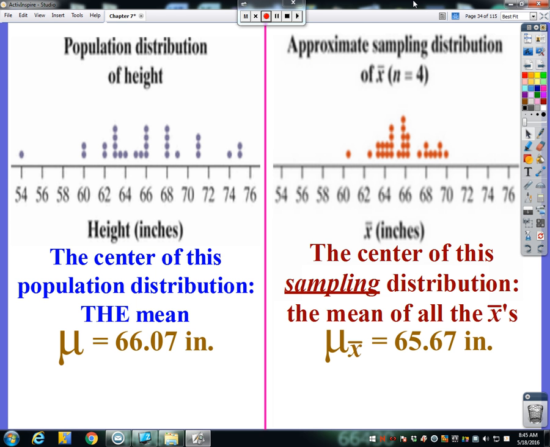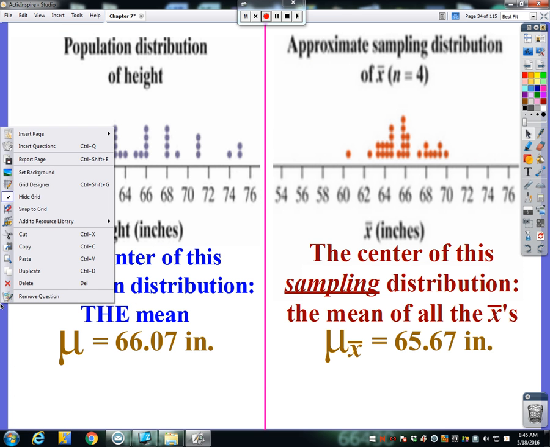What I've got here is a population distribution of heights. And I have a very small population. I'm not talking about all Americans or all whoever. We have a very small population, maybe one classroom size.